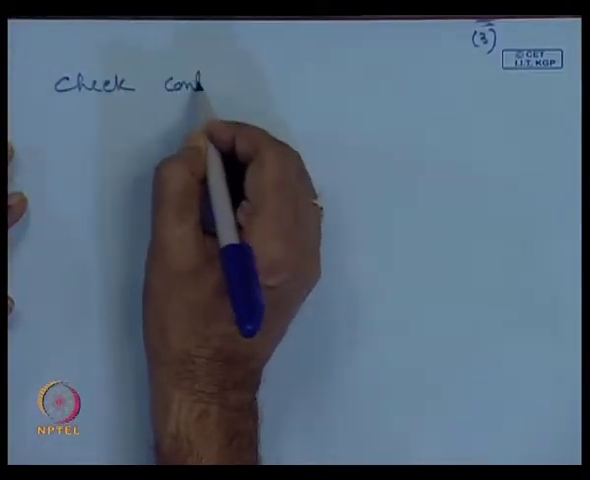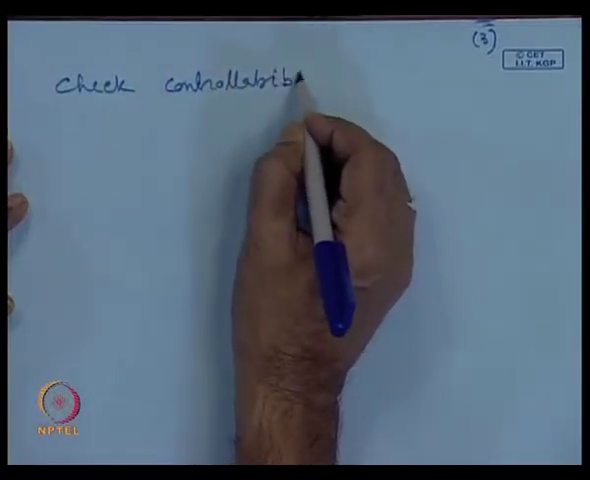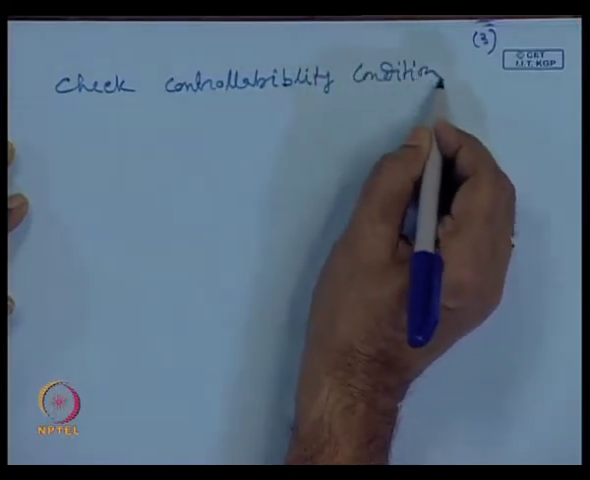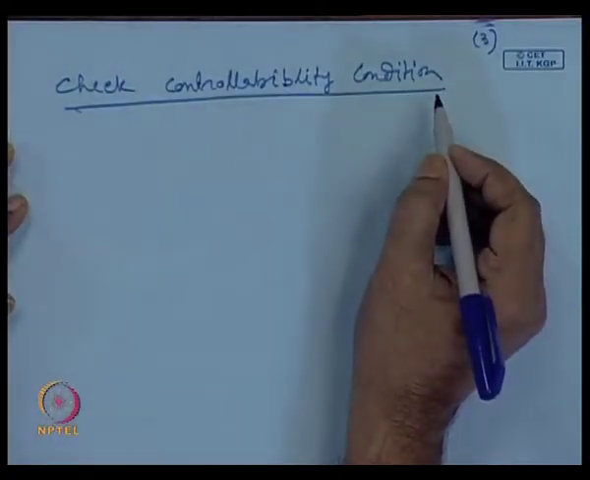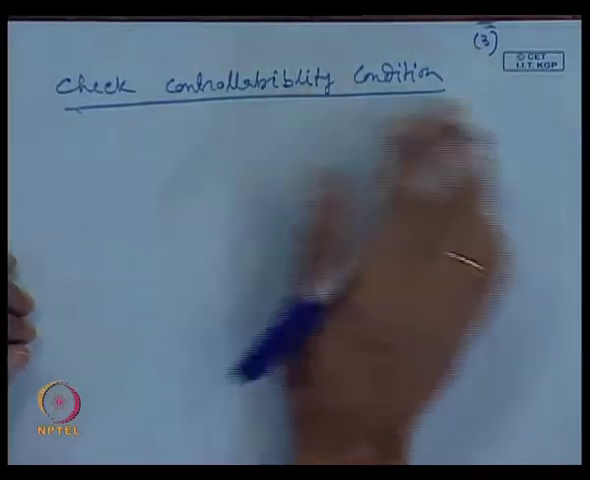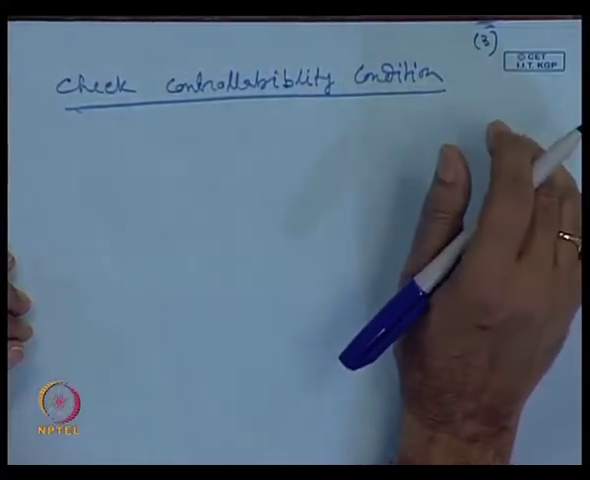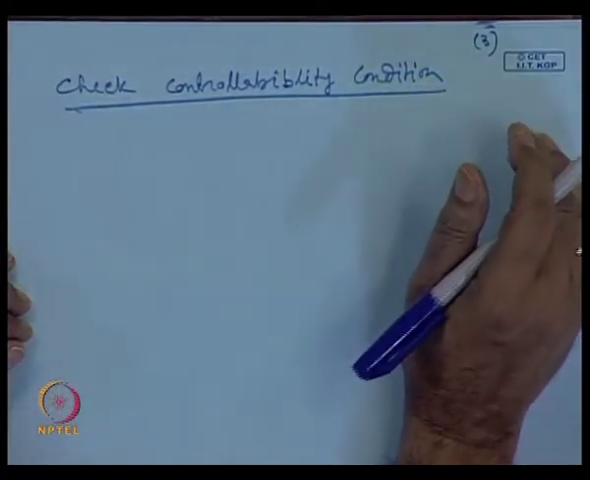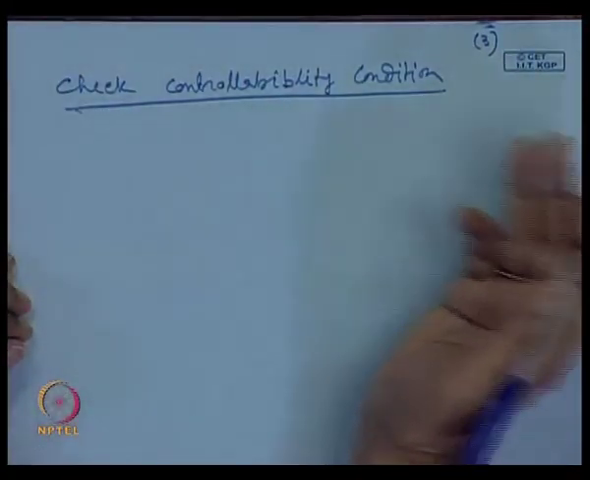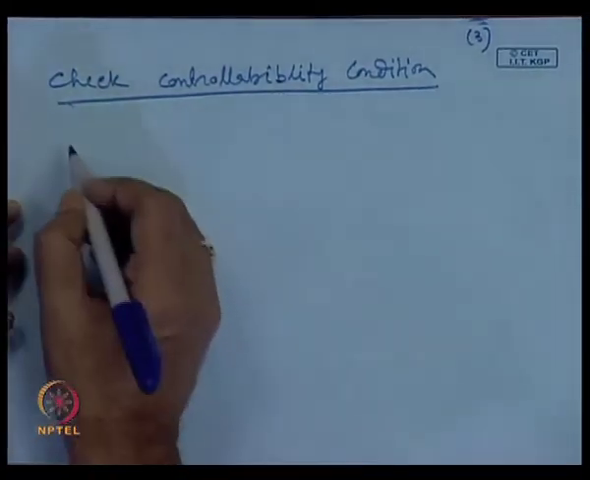controllability condition. You check the controllability condition, whether you will be able to drive all the states to the desired location, or, if the open loop poles are unstable, whether you will be able to drive those unstable poles to stable poles, meaning from the right half poles to the left half poles. You have to check whether you can do it or not.